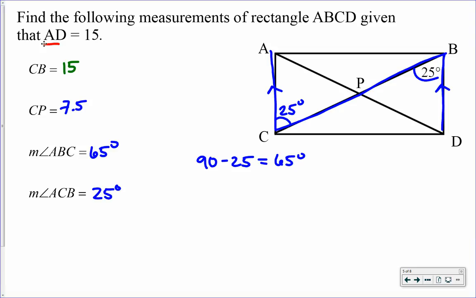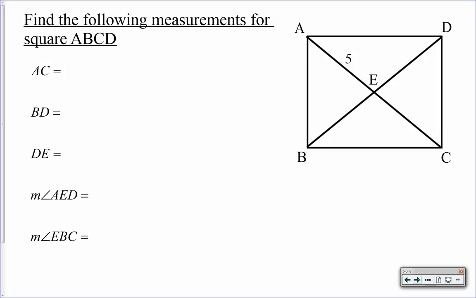All right, let's move on to the square. Let's see what we can do with the square. So it says, find the following measurements for square ABCD. And the only measurement that I give you is that line segment AE, which is 5. And we're going to find everything else. So our first one is AC, this diagonal. Well, if we know that AE is 5, then the other piece is 5, and the entire thing is going to be 10, because we're going to add them up.